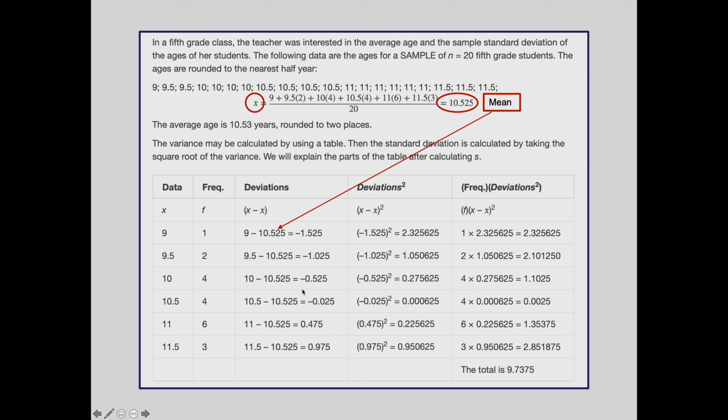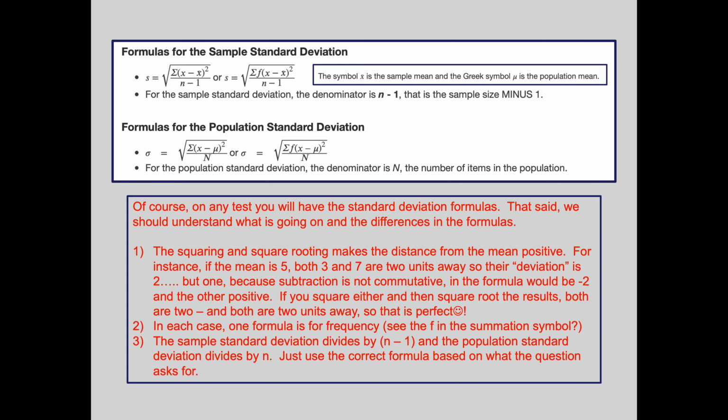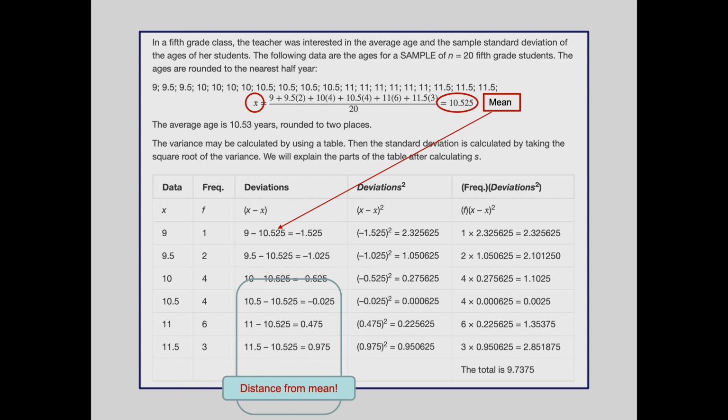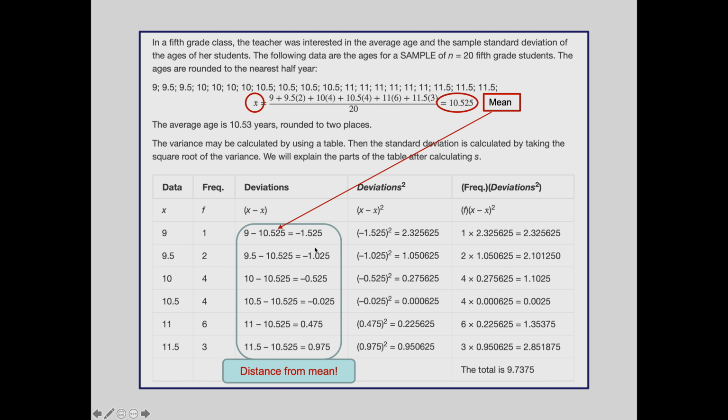And then we have to use it in the formula. Okay, let's go back to the formula again. See how in the formula it says X minus X bar, X minus X bar. Because it says that in the formula, that's what we go back and do here. In each case, we calculate the distance from the mean. So here's the score, 9, minus the average, which is X bar. So I get negative 1.525.